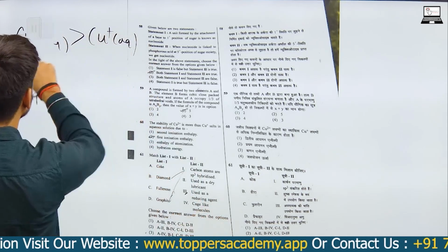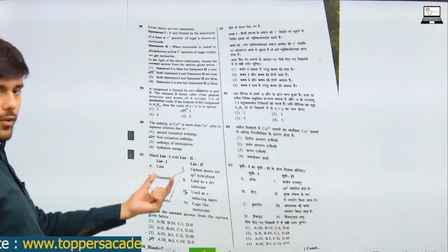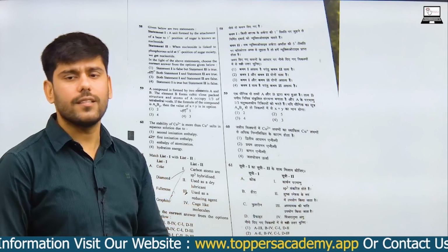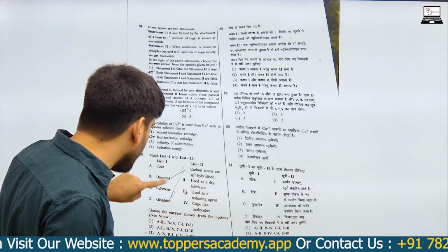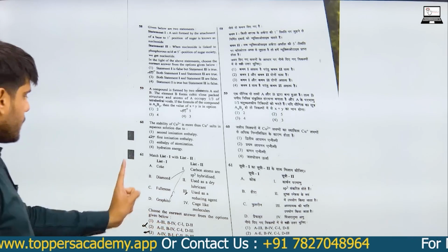Next question is match the following. Match list 1 with list 2. So coke, you know, it's carbon. That's a reducing agent. So A is going with 3. So I can easily eliminate 2 and 3. A is going with 3.